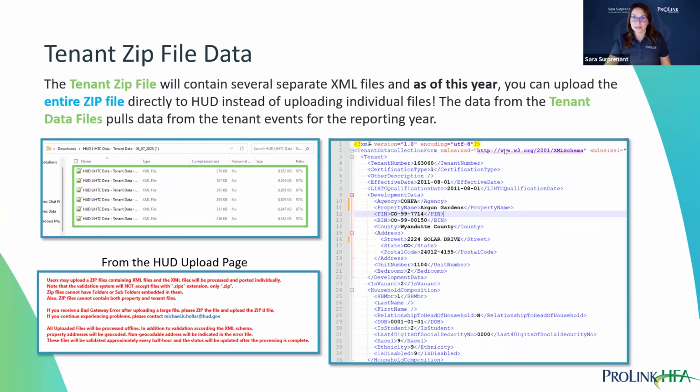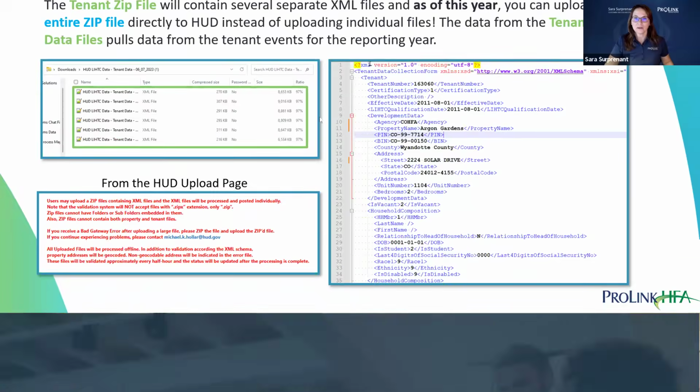Your tenant zip file is going to pull in tons of XML files. As of 2025, when you download them from ProLink and they're in a zip file, you can just upload the zip file. You don't have to extract them anymore and upload them one by one. For those of you with so many tenant event files that would come out of this, that's a blessing. It's awesome. So be aware, when you get your tenant files, you can just upload the zip file. You're good to go.